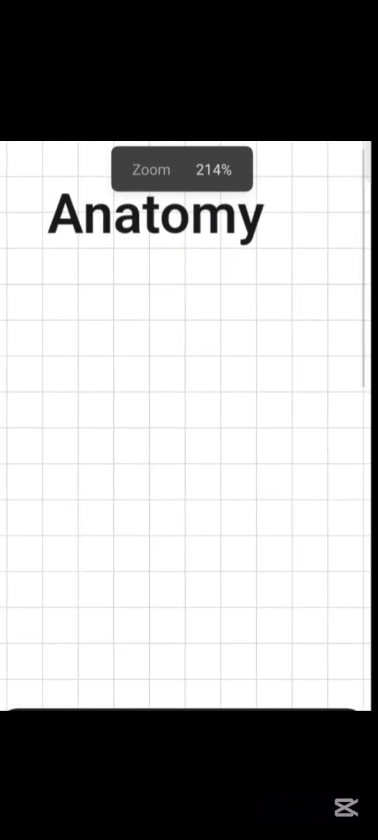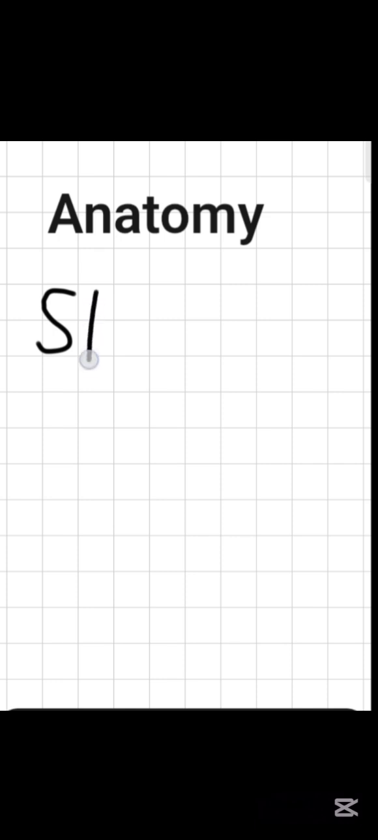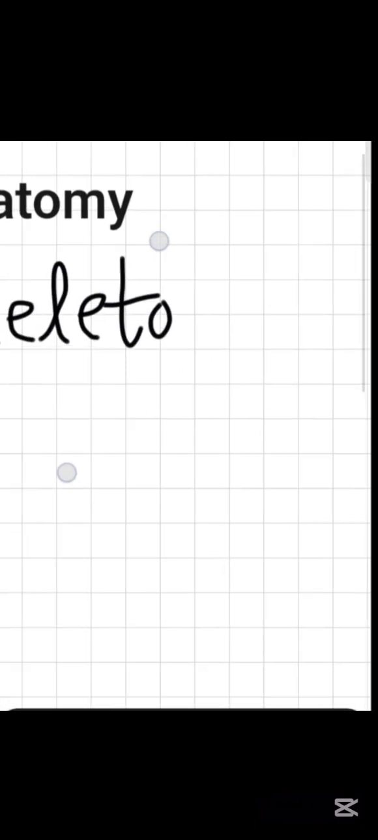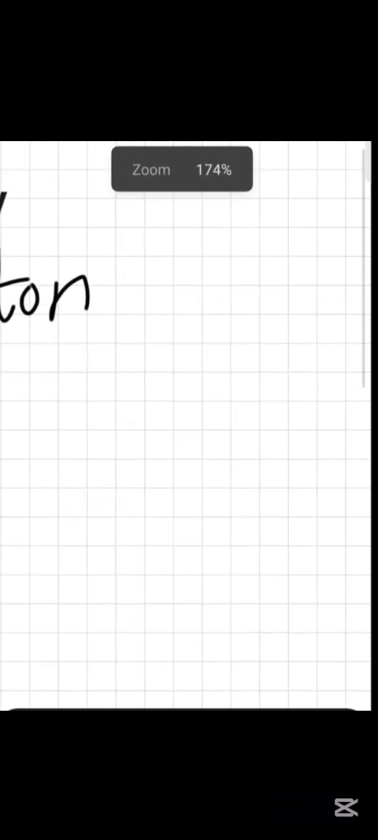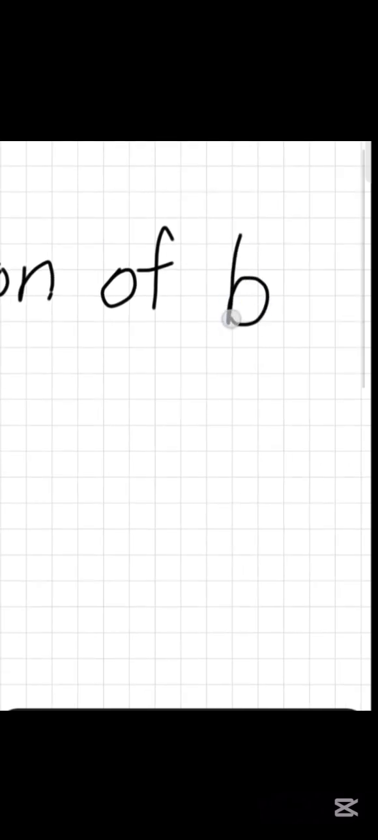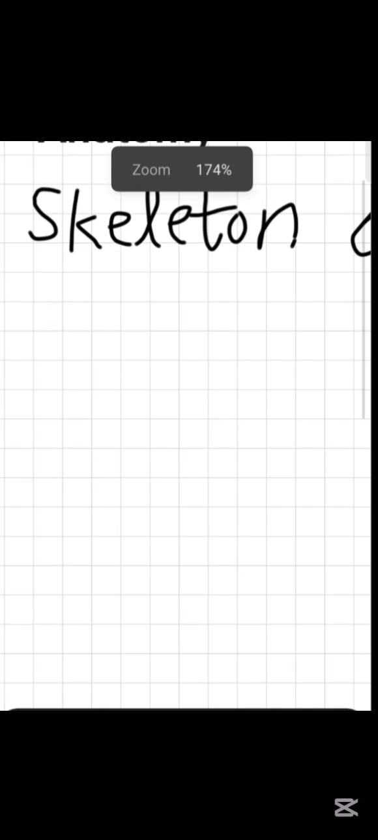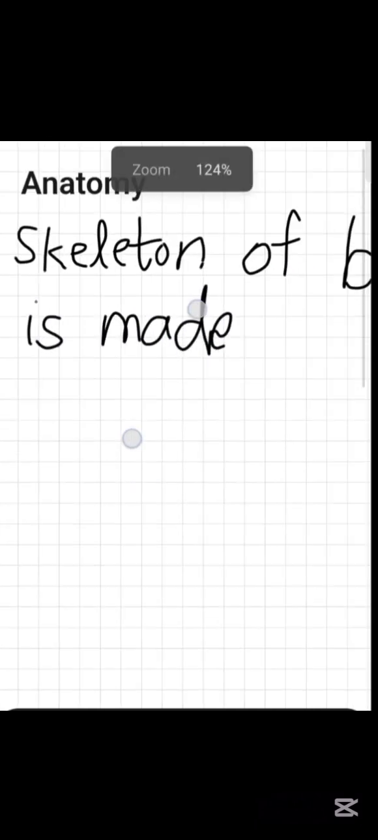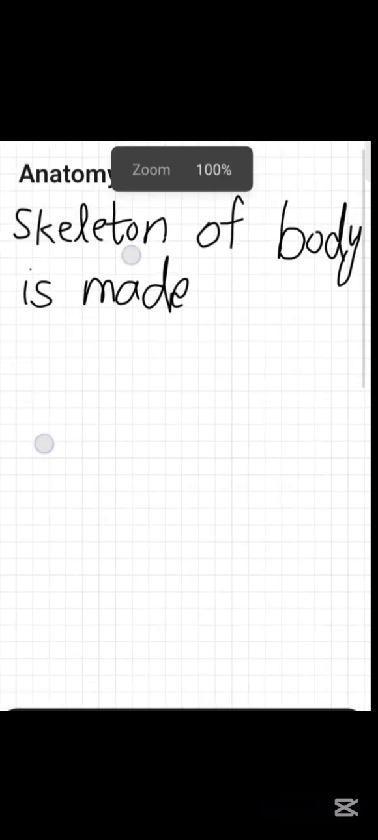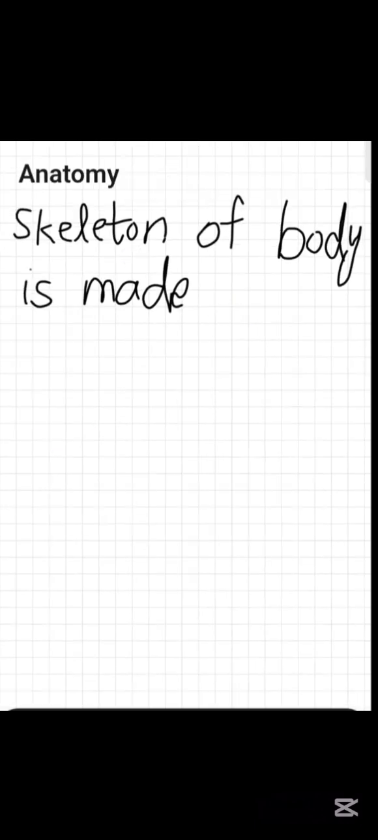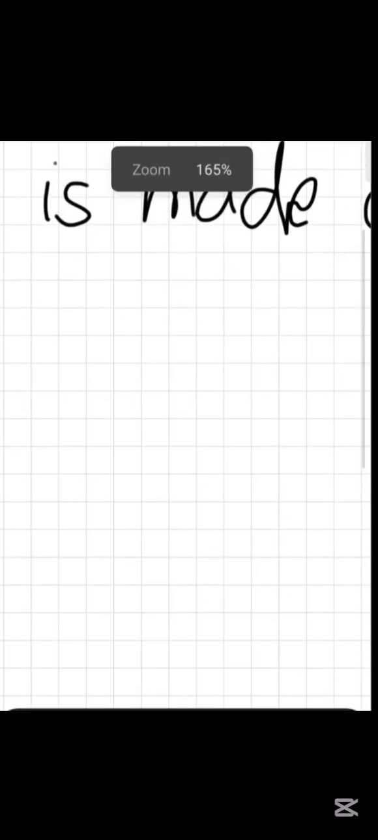Skeleton of body is made of which type of tissues? Connective tissues.